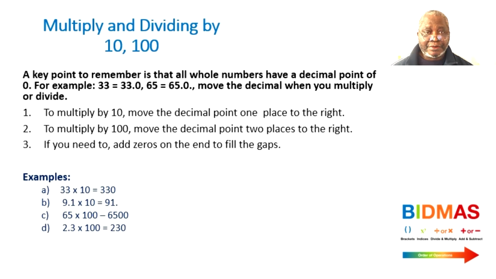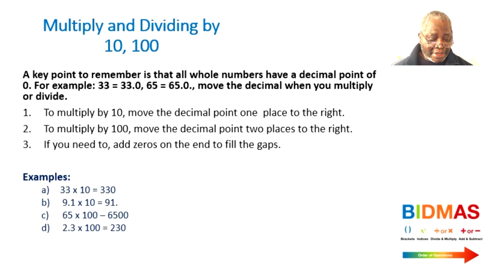33 times 10 is equal to 330. What did we do? Remember 33 is actually 33.0. So you move your decimal place past the first 0 and then past the second 0. So in this case, you have 330.0. That's actually what you have, but you do not write the 0 because it's a whole number.